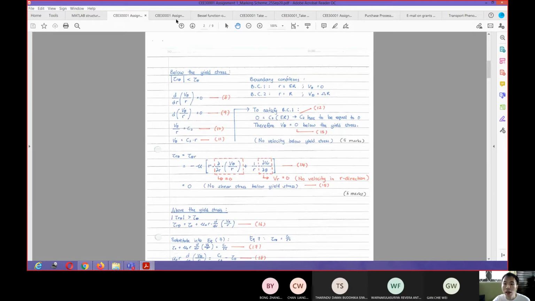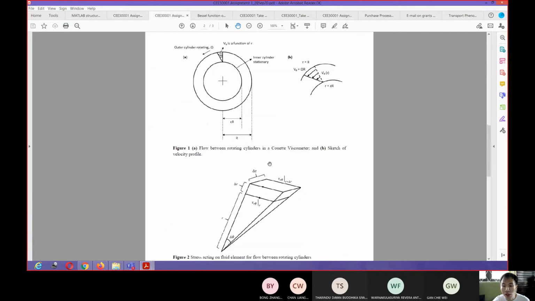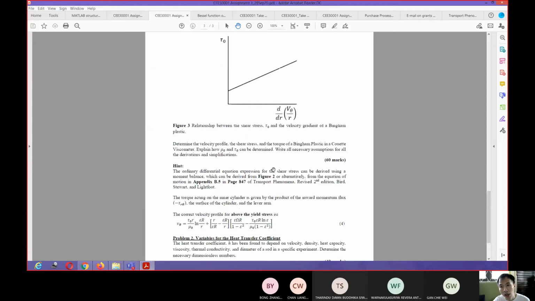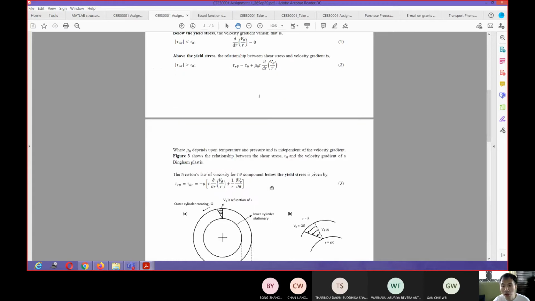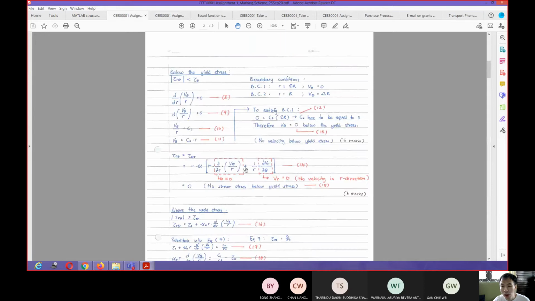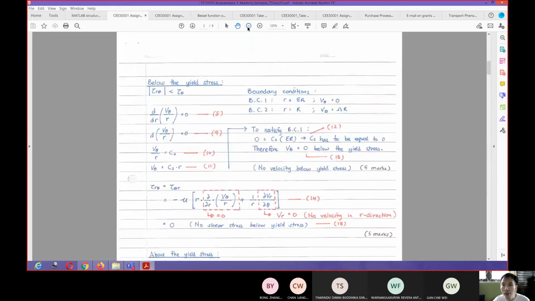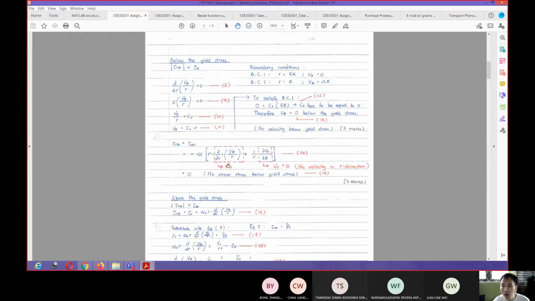Okay. Then again, you want to find the shear stress below the yield stress. How do you find the shear stress below the yield stress? I already gave you a hint in here. You need to use this Newton law of viscosity for below the yield stress. So then what you need to do is put in this thing again and connect with your postulations. In here, the first term will be equal to 0 because of the equation that is given. So equation 8 is equal to 0. So this will be 0.